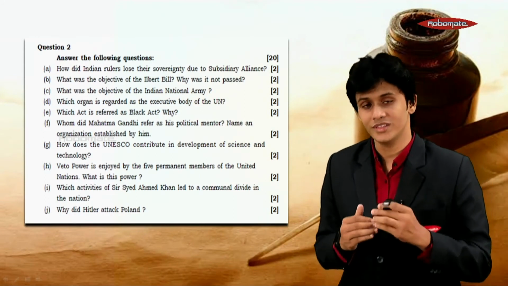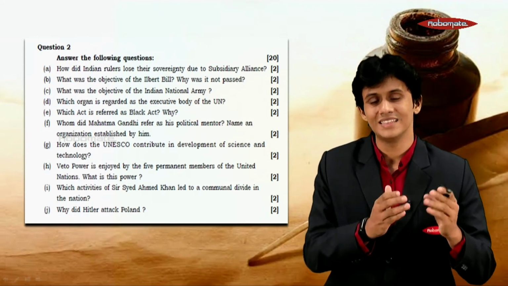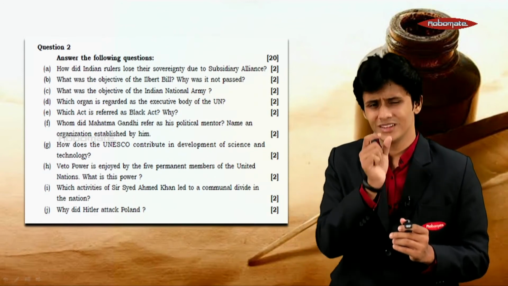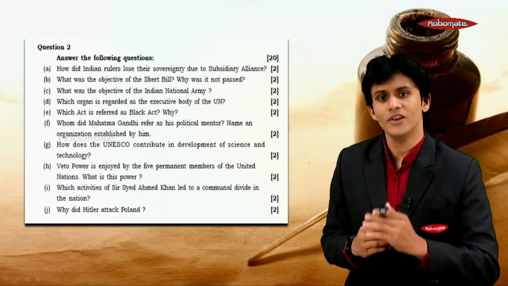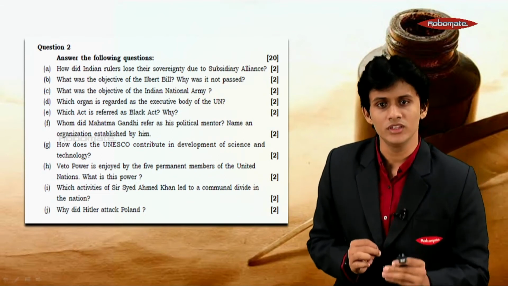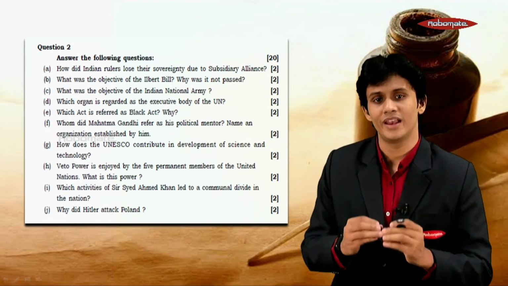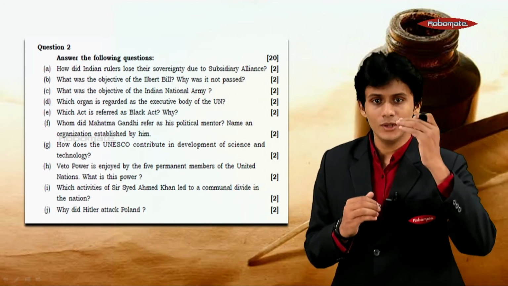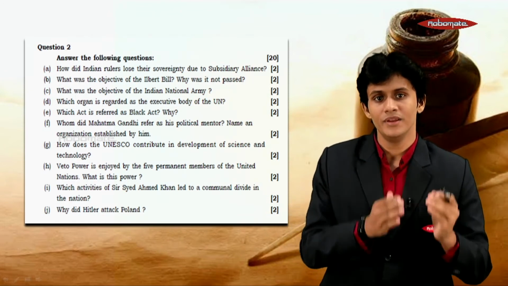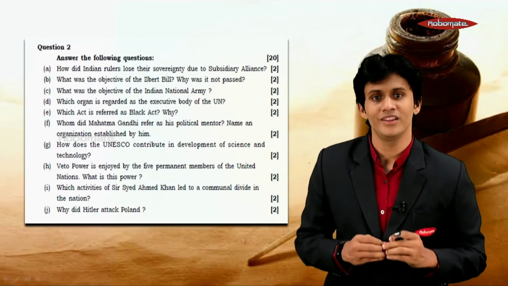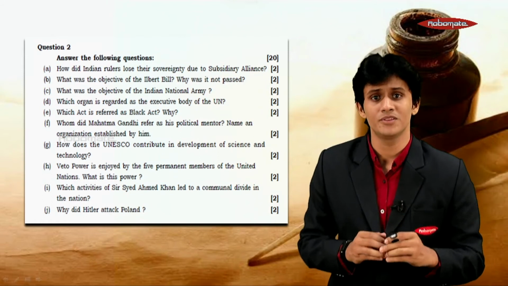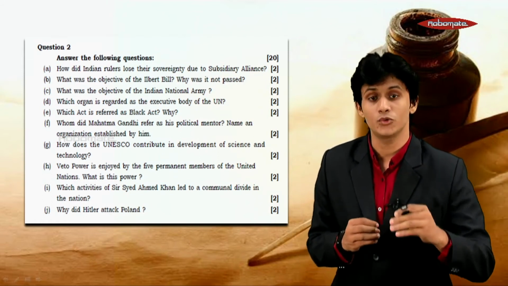Followed by, you have the history section which goes for 2 marks each. Now in certain questions, you need to understand certain points, certain keywords which are very important. Like for example, here we have the very first question: how did the Indian rulers lose their sovereignty due to the subsidiary alliance? Now when we try to write the answers, we write certain conditions of the subsidiary alliance, that the Indian rulers had to submit all their foreign relations. One person from the British army was stationed there, and the Indian rulers had to look after the British troops, etc.